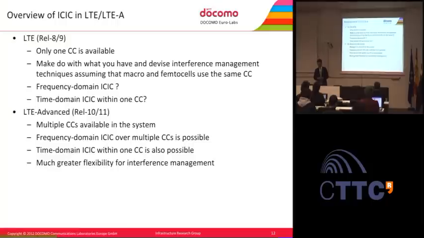Okay, so let's just have another overview of ICIC in LTE and LTE Advanced. In LTE, we have only one component carrier. So we have bandwidth ranging from 1.4 megahertz all the way up to 20 megahertz, but it's always contiguous and it's in one component carrier. So you make do with what you have and you try to come up with some interference mitigation techniques which can only work with this frequency reuse of 1.